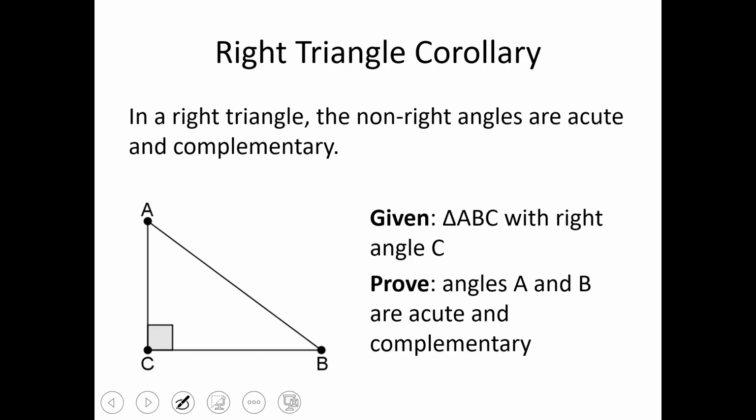Every triangle has at least 2 acute angles. Angle C is not an acute angle, so angles A and B must be acute. And then, of course, they're complementary, right? Because the sum of angles A, B, and C is 180, but C takes a 90-degree bite out of that 180, so it leaves 90 for A and B. So, of course, they must be complementary.